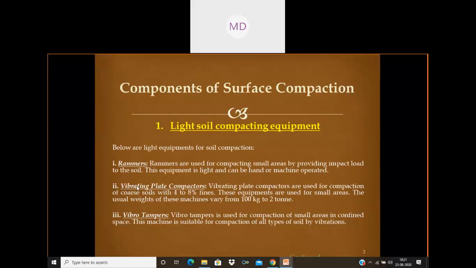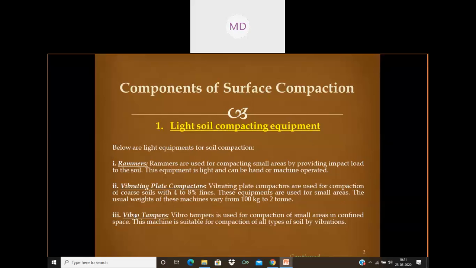Next is vibrating plate compactor. Vibrating plate compactors are used for compaction of coarse soil with 4 to 8% fines. So this kind of compactor we can use if the soil has 4 to 8% fines. These equipments are used for small areas, because it is classified under light compacting equipments. The usual weight of this machine varies from 100 kg to 2 ton.